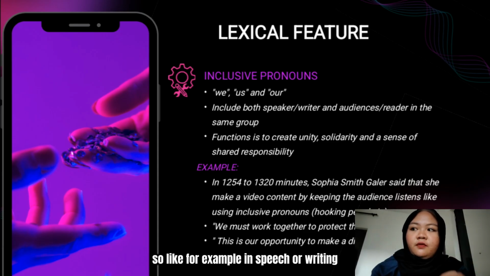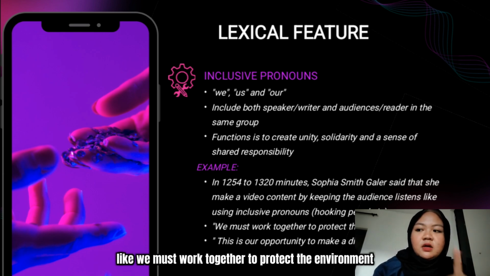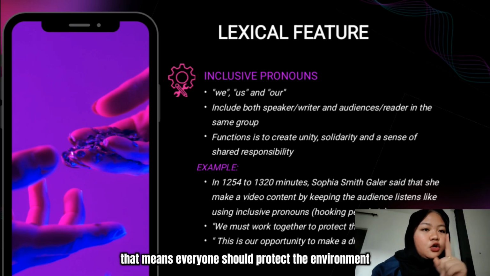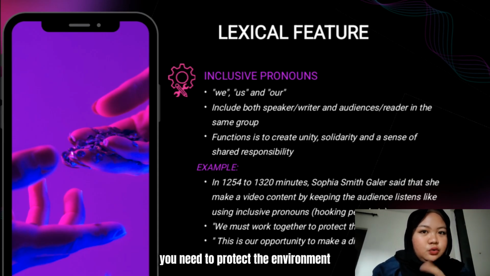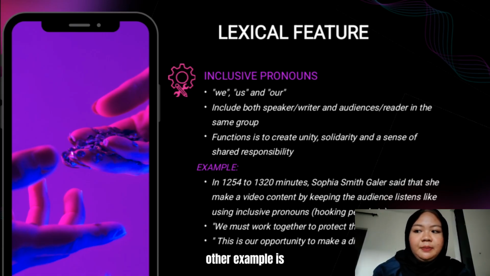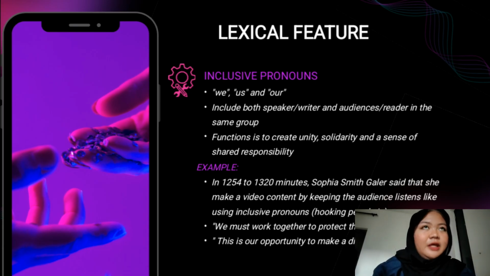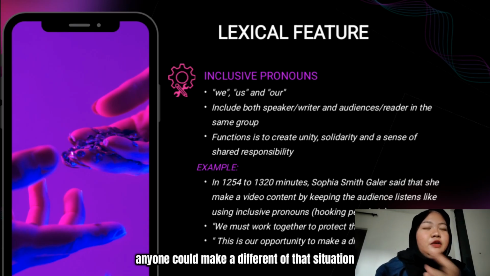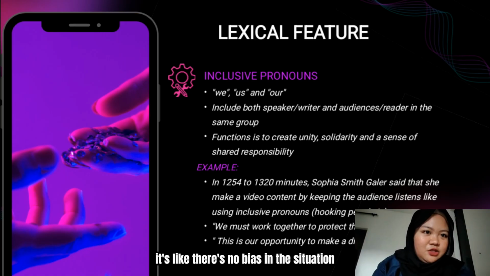For example, in speech or writing: we must work together to protect the environment. They use "we." That means everyone should protect the environment, no matter how old or how young you are. Another example is, this is our opportunity to make a difference. That means anyone could make a difference in that situation, so there's no bias.